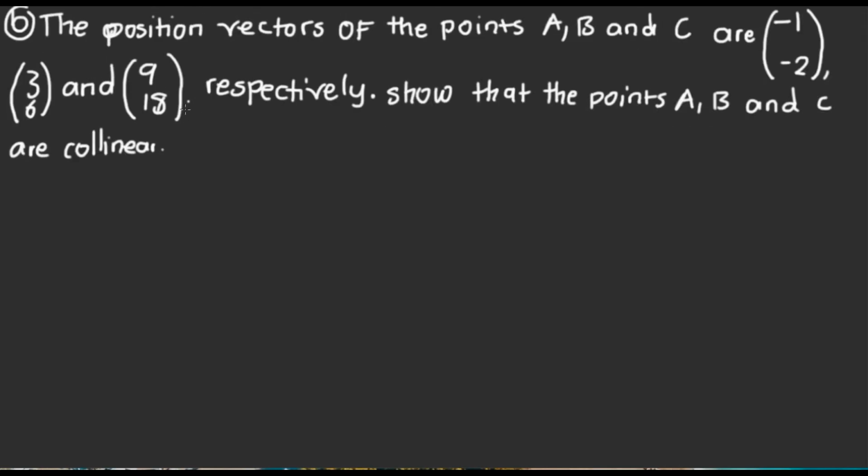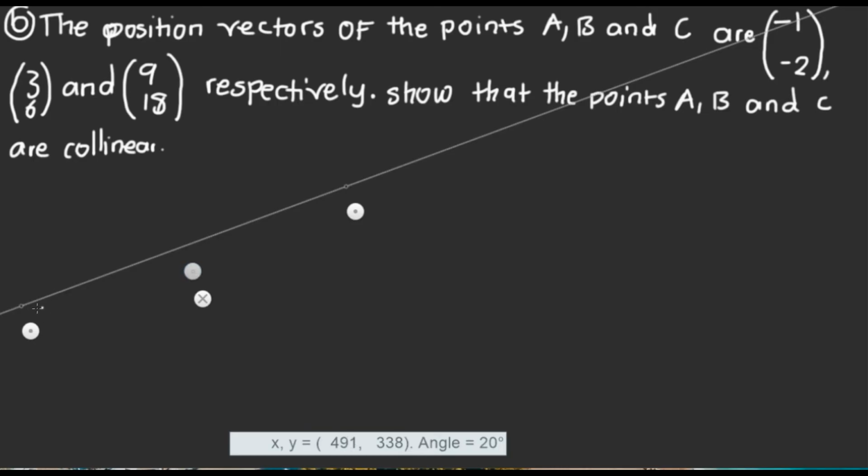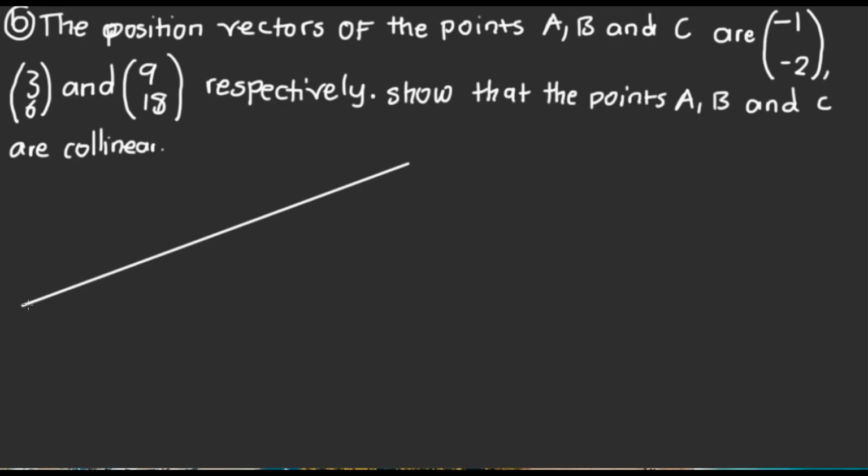Right, so we move on to question B, where we're told the position vectors of the 3 points A, B and C are -1, -2, 3, 6, and 9 and 18 respectively. Show that the points A, B, and C are collinear. So collinearity tells us that the 3 or whatever number of points you are given lie in the same straight line. So we want to prove that if this is point A, then this is point B and this is point C, the 3 points lie in the same straight line.